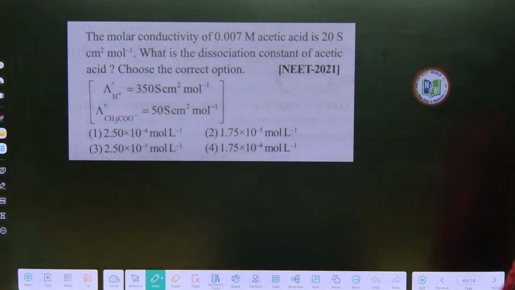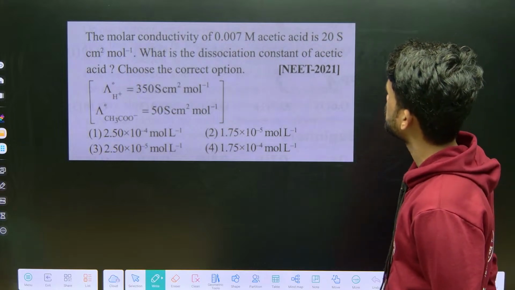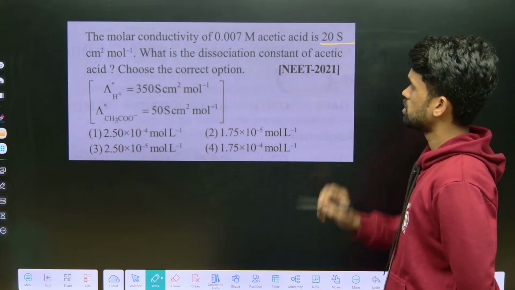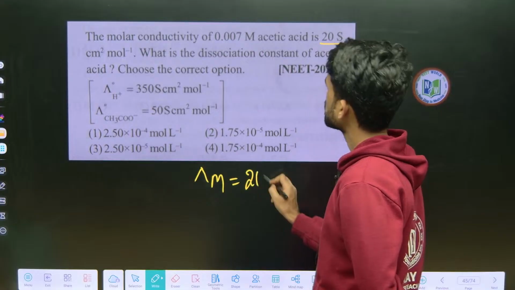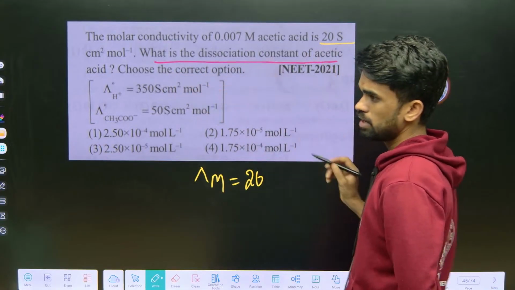Tell me, how can you do this? Alpha is del m by del naught m. The molar conductivity of this 0.07007 molar acetic acid is this much. Del m is given as 20. Next, what is the dissociation constant of acetic acid?